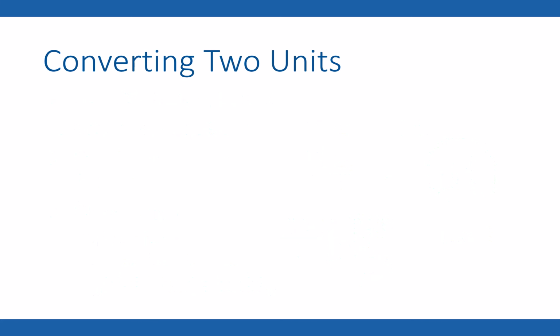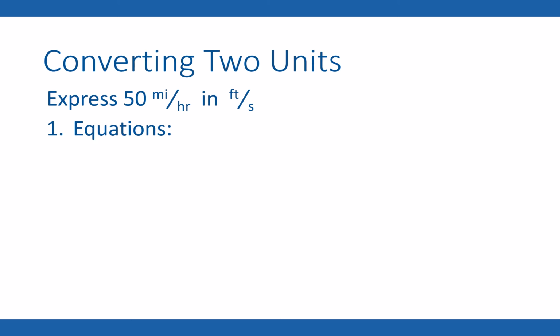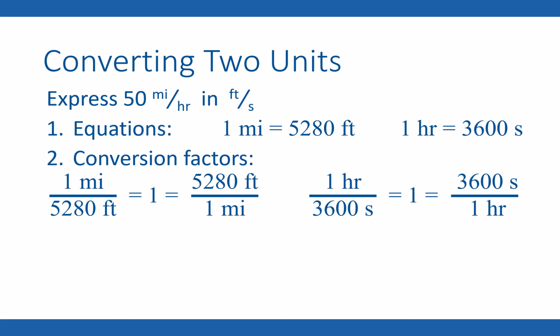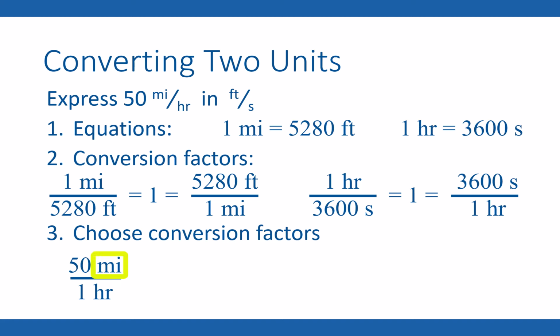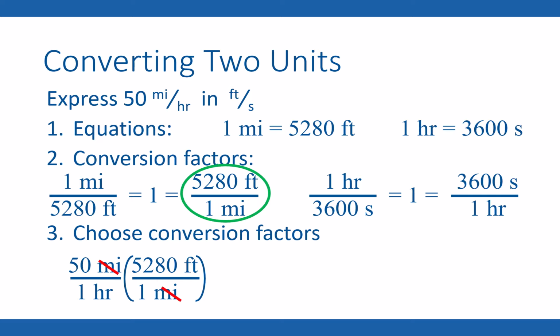Next, we consider an example that involves two different units. We have a speed of 50 miles per hour, and we want to convert it to some number of feet per second. We need to convert the miles to feet and also convert the hours to seconds. For each conversion, we need an equation. 1 mile equals 5,280 feet, and 1 hour equals 3,600 seconds. Each equation gives us two conversion factors. 50 miles per hour has miles in the numerator, so we select the conversion factor that has miles in the denominator. The miles cancel out, leaving feet in the numerator.